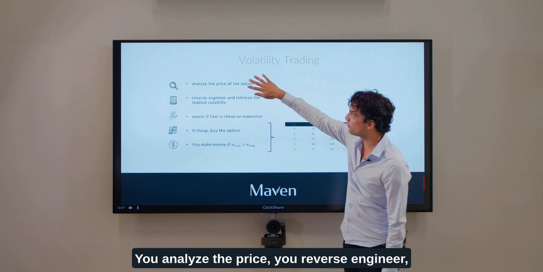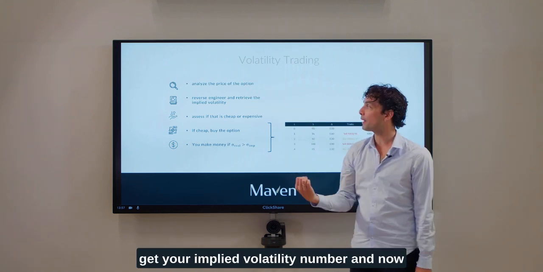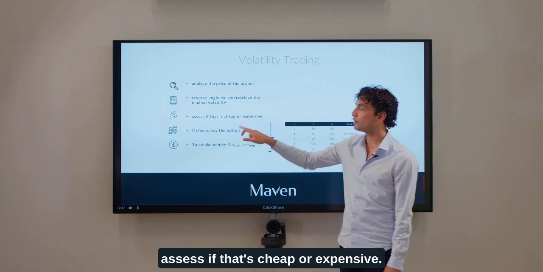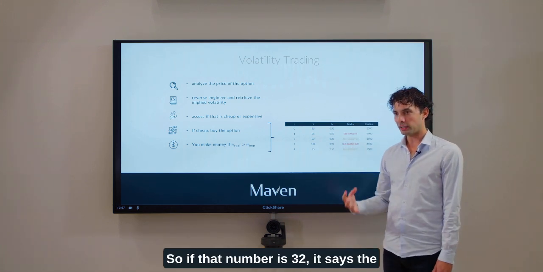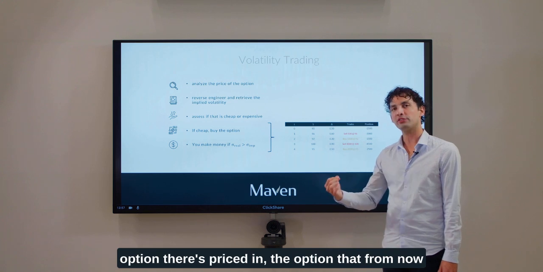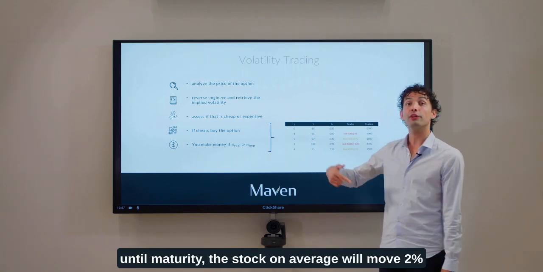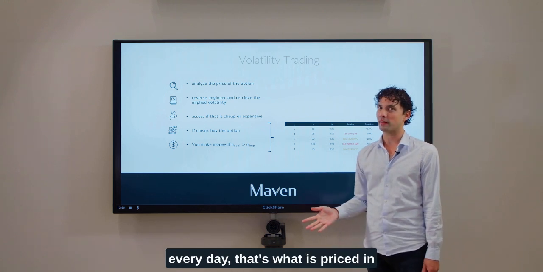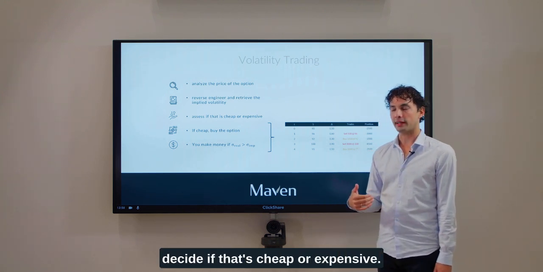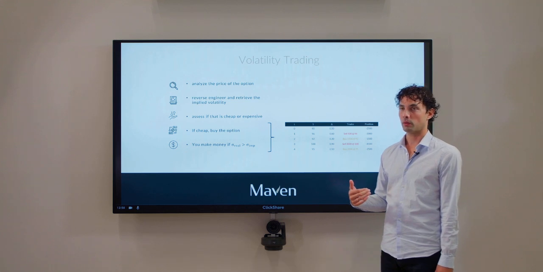You analyze the price, you reverse engineer, get your implied volatility number, and now assess if that's cheap or expensive. So if that number is 32, it says priced in the option is that from now until maturity, the stock on average will move 2% every day. That's what's priced in. And it's up to us to decide if that's cheap or expensive.